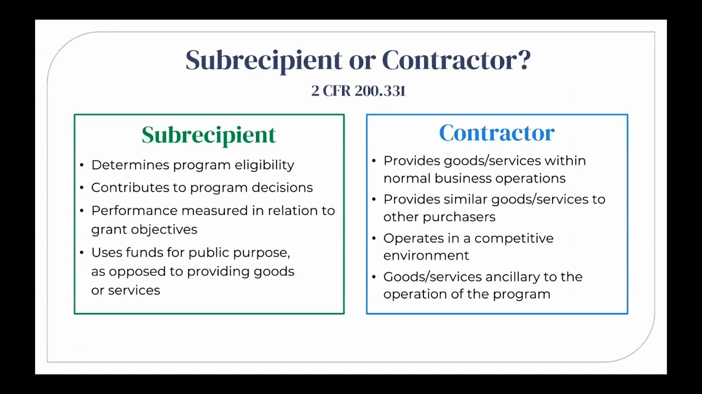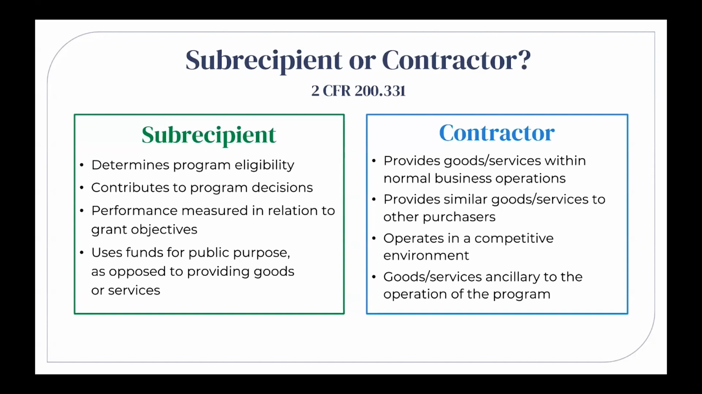Let's talk for a moment about the difference between subrecipients and contractors, both of which go in the contractual line item, but which have different federal regulations around them. Subrecipients may determine who's eligible for the program, for example, to participate in your grant activities. They're responsible for programmatic decision making. Their performance measures will be related to whether the grant objectives were met. They use funds to carry out a program for a public purpose rather than providing goods and services. And importantly, they're responsible for adherence to federal program compliance requirements.